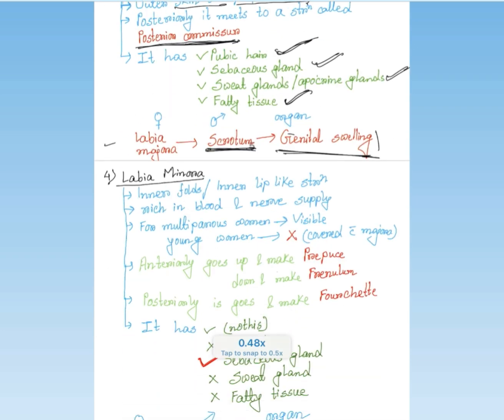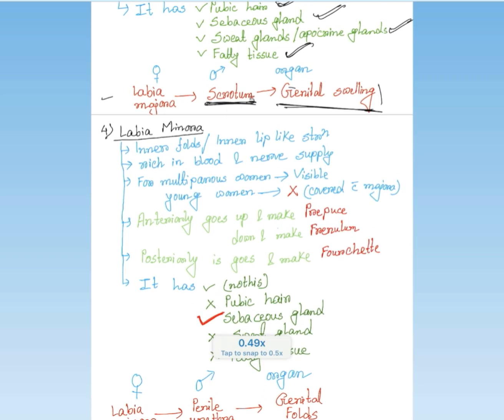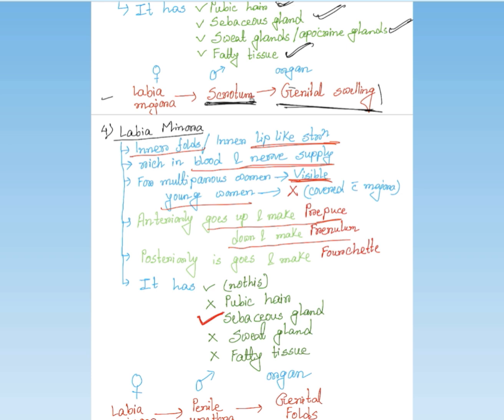So what all do you need to remember from the labia minora? It is an inner fold-like and inner lip-like structure. It is rich in blood and nerve supply. In a multiparous woman you can see the labia minora from outside, but in a young woman it is covered by the labia majora, so you can't see it from outside. Anteriorly it goes up and makes the prepuce, goes down and makes the frenulum, and posteriorly it makes the fourchette.